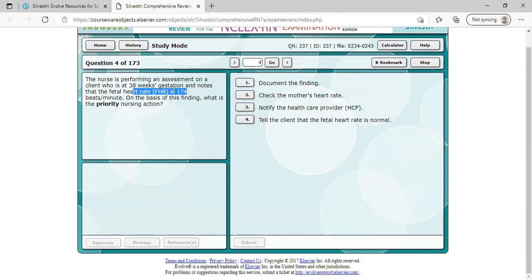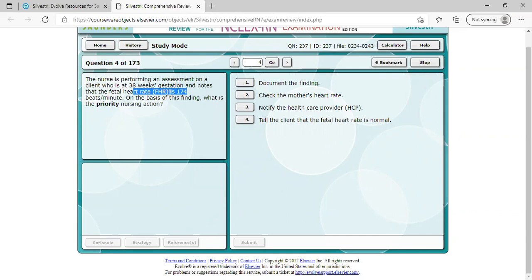It is important, every student must know, the fetal heart rate depends on gestational age, right? So at 38 weeks, is it normal or abnormal, right? At 38 weeks, it is supposed to be 110 to 160 beats per minute. So it is not normal.